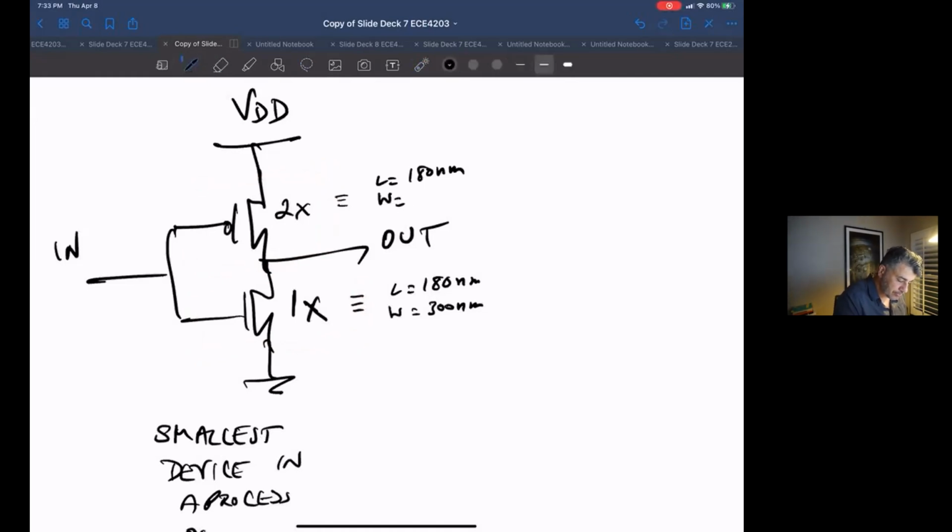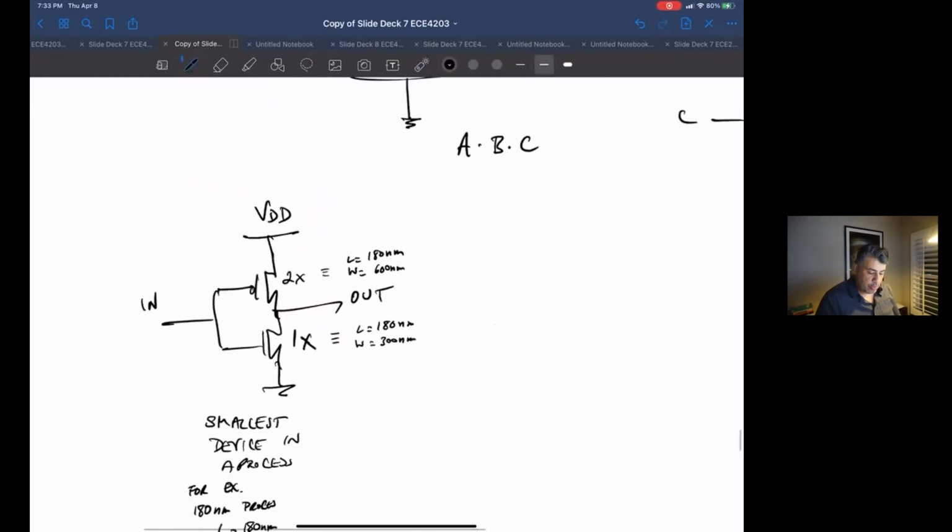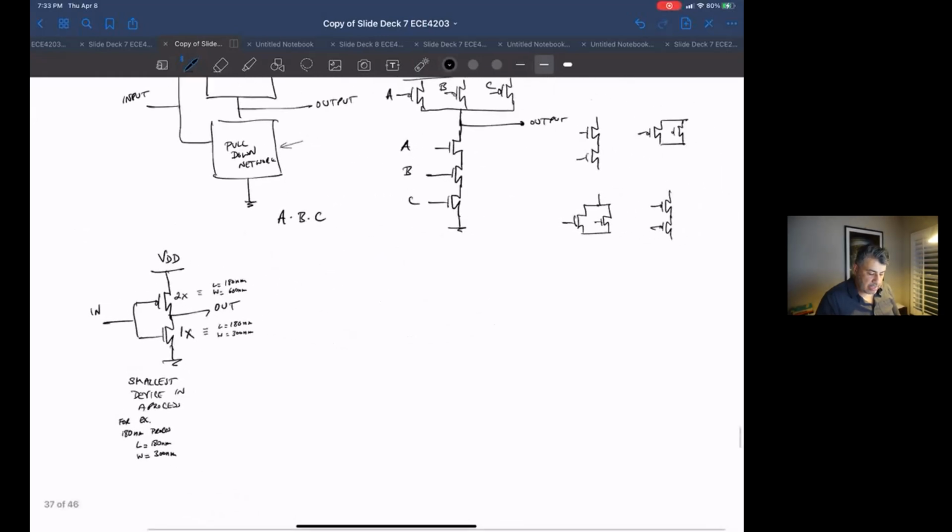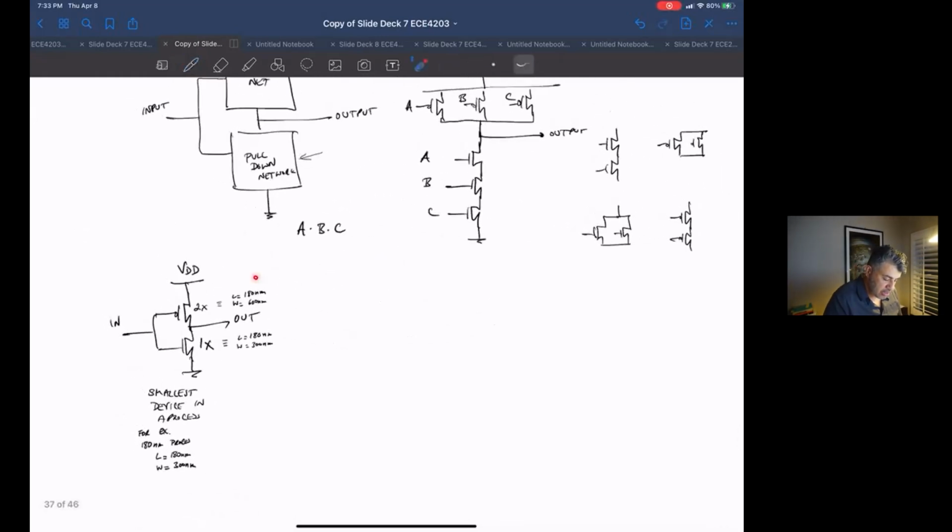Sorry. This stuff is not part of the problem. I'm just using a pretty specific process to give you guys something to visualize. But basically, a unit size inverter is one where the NMOSFET is the minimum size and the PMOSFET is twice the minimum.